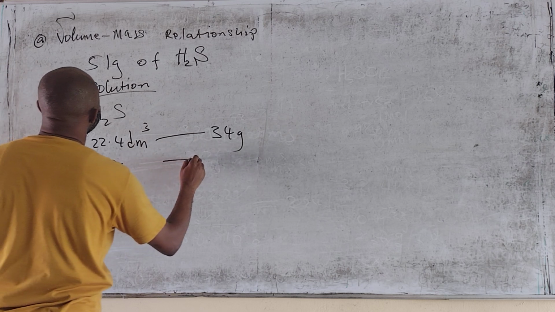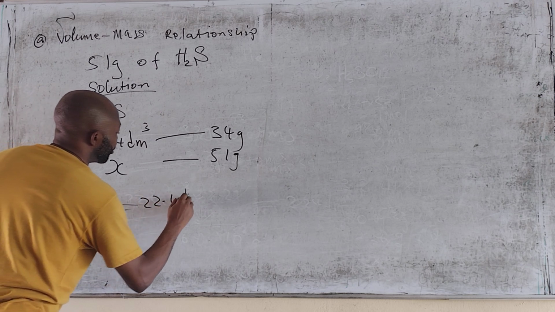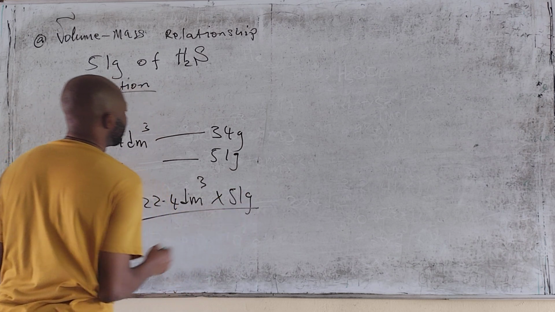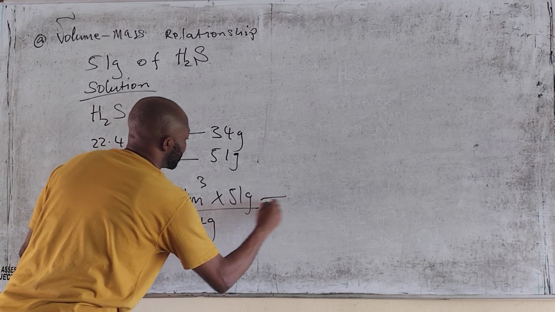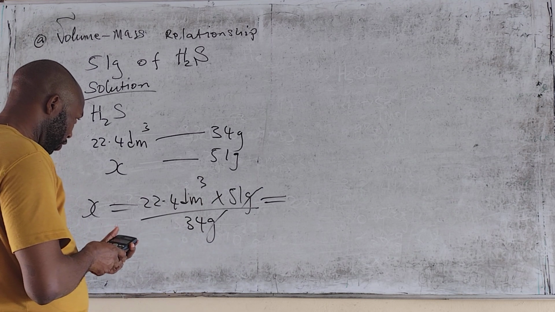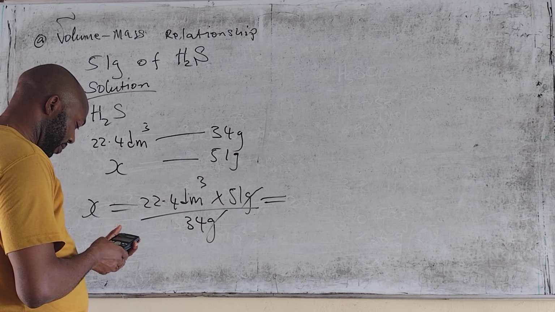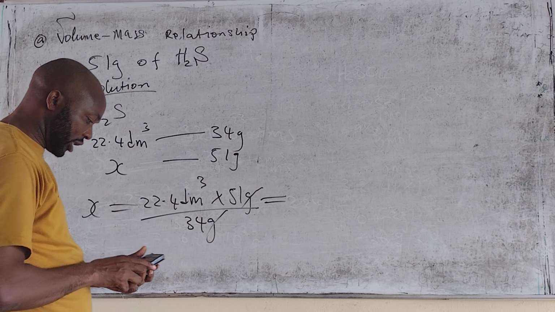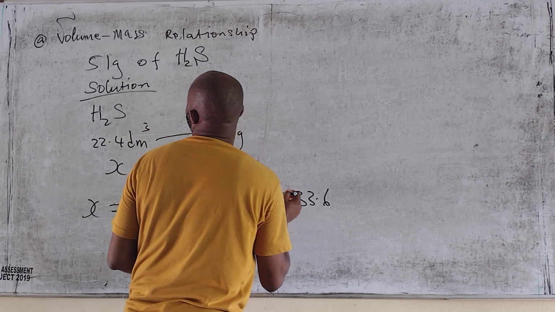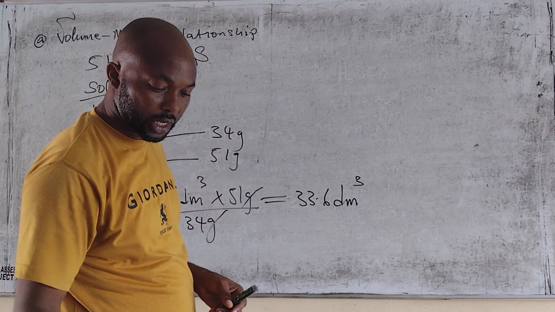Volume mass. How many volumes will give me 51 grams? So I have my X. This is 22.4 dm cube times 51 gram divided by 34 gram. And this is equal to 22.4 times 51 divided by 34, which is 33.6 dm cube. Let's take another question.